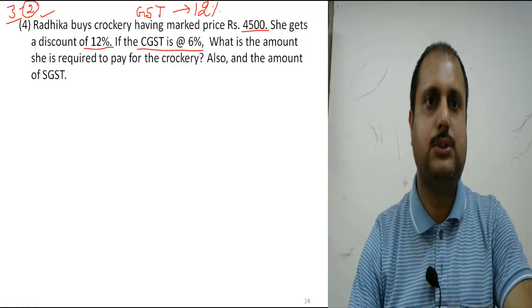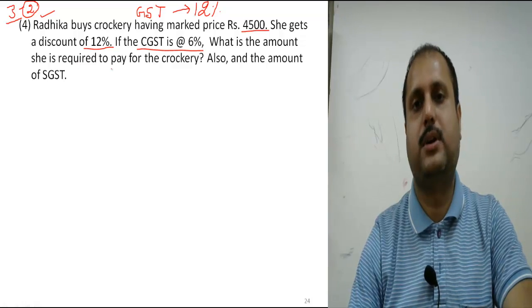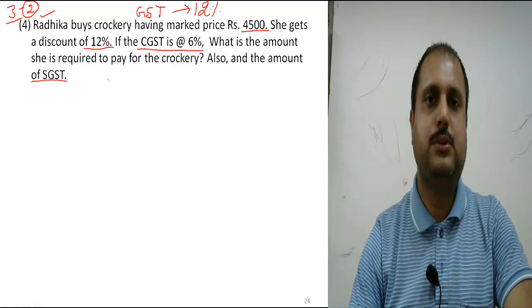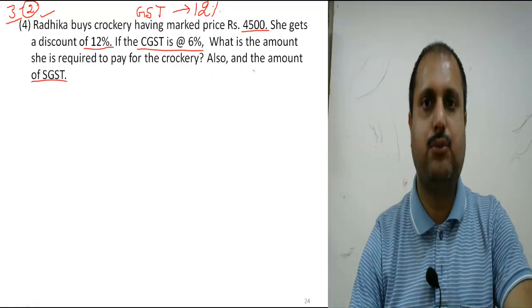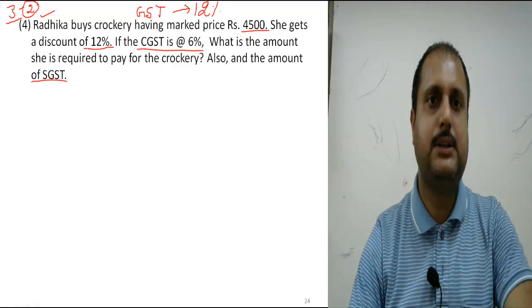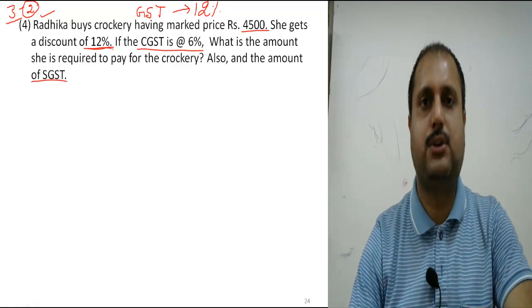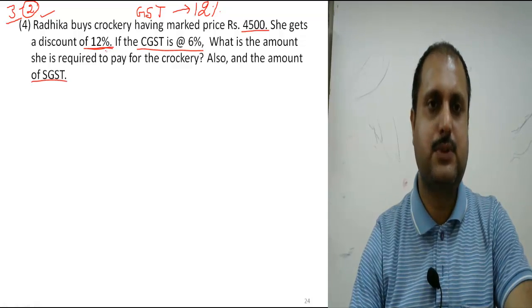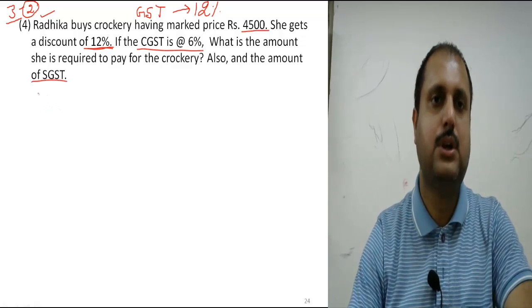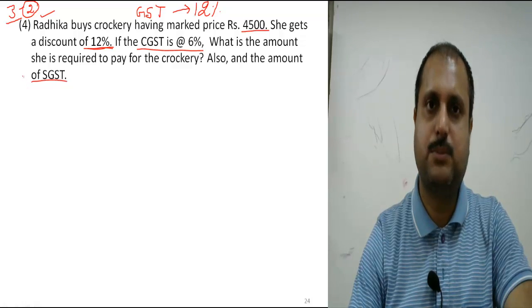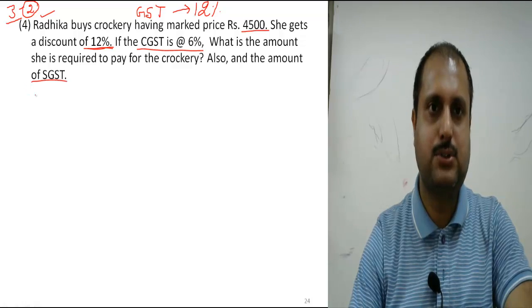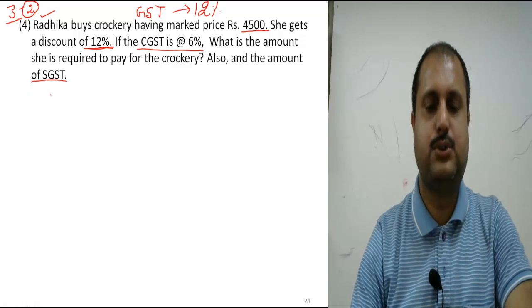So including the CGST and the SGST, Radhika has to pay 12%. What is the amount she is required to pay for her crockery, and also the amount of the SGST? This is the question. We have to get the SGST, that means the 6%, as well as the discount of 12%. First of all, you should try to answer this question by yourself. I hope you have paused the video and tried it. Now let's get the solution.